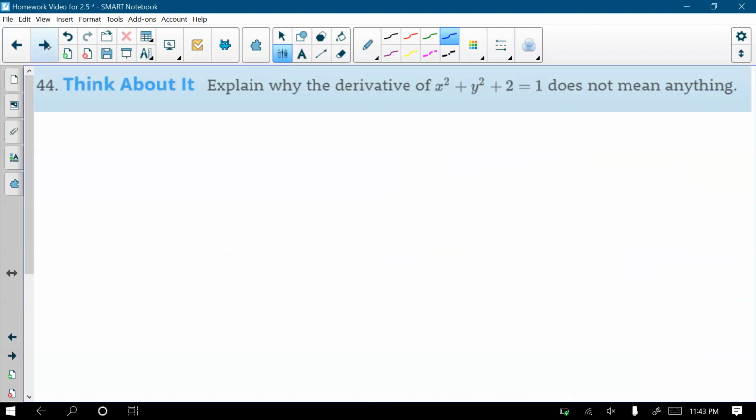But we'll go ahead and go to the next one, 44. Okay, this is a good question. It says, explain why the derivative of x squared plus y squared plus 2 equals 1 does not mean anything.